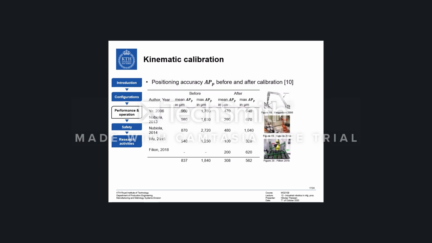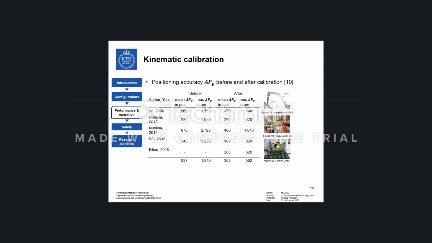And there are several examples of, for example, kinematic calibration or compliance calibration or the calibration of thermoelasticity of the system. And this is just one example where you can see the positioning accuracy before and after calibration in terms of their mean and maximum values, having been conducted by researchers.